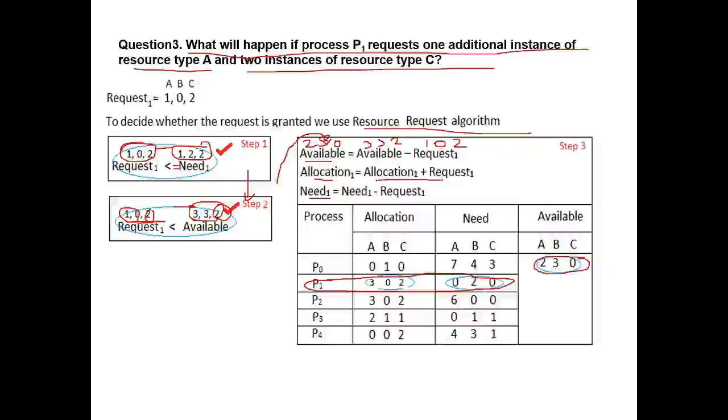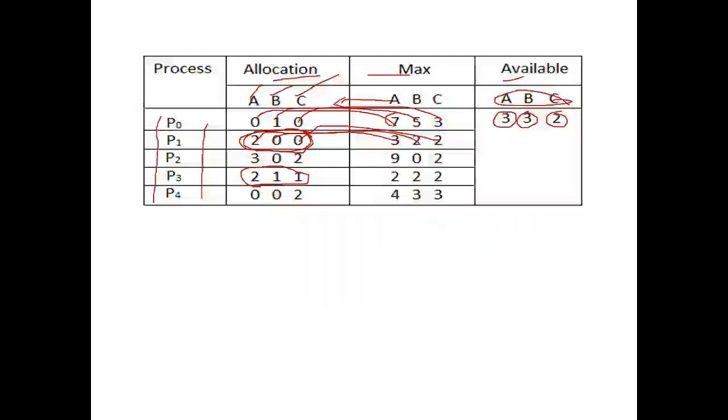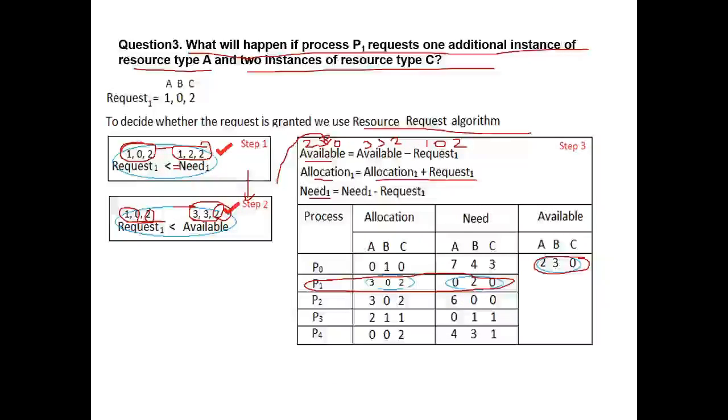Then next, allocation plus request. What was the earlier allocation of process P1? You need to check here. See, 2, 0, 0. So you are going to add this 200 plus the new request 102. Then you get the new allocation. What is the new allocation now? 302 after adding.